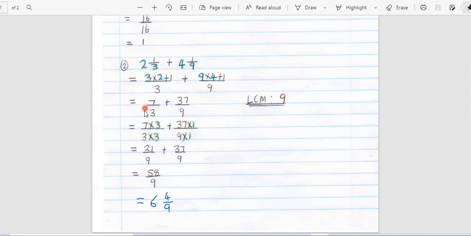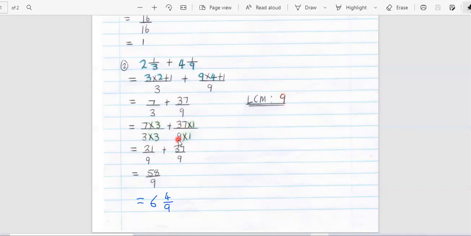So you bring down the fraction 7/3 as it is. Then you look at your denominator, 3. What number must I multiply the 3 by to give me an answer of 9? So you have to go 3 times 3 to give you 9. Then you do the same thing in your numerator. Multiply the numerator by the same number you multiplied the denominator by. So the numerator must also be multiplied by 3, then bring down the addition sign, then bring down the second fraction, which is 9, then 9 times 1.